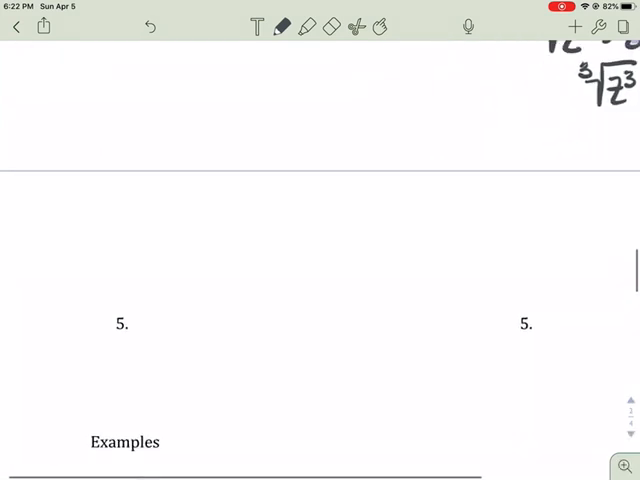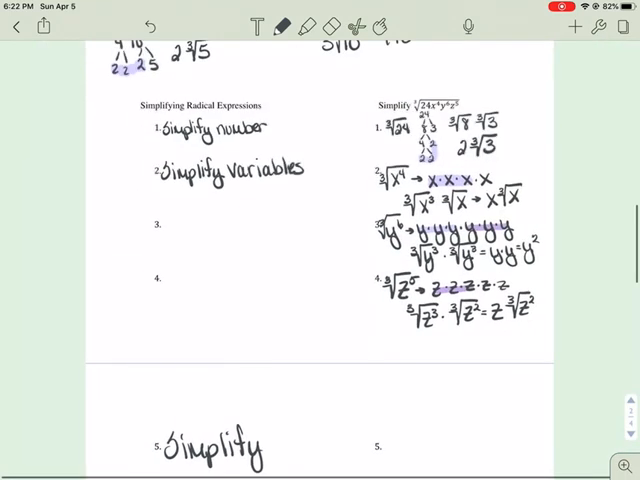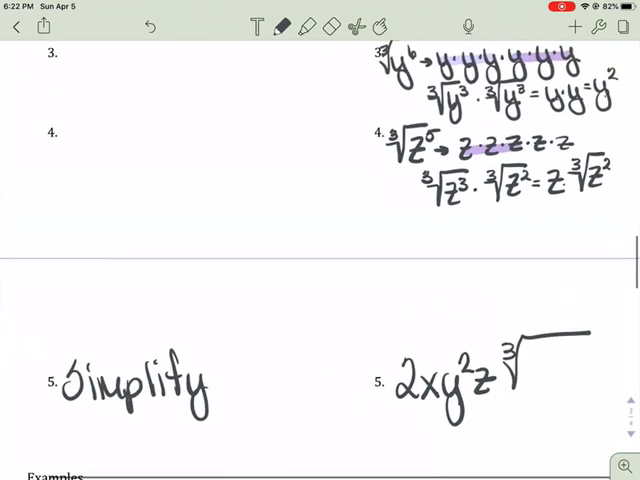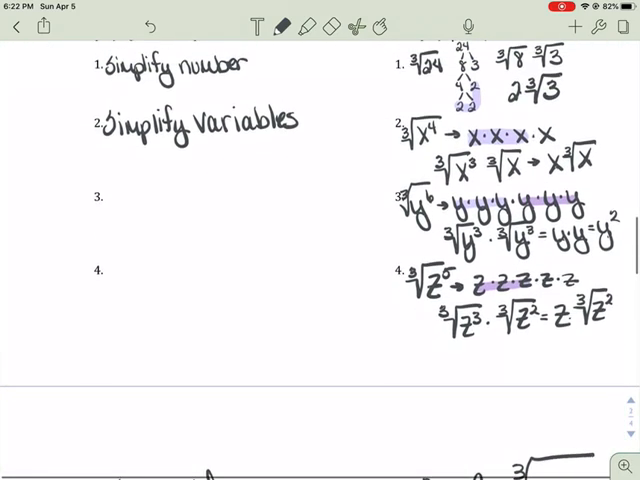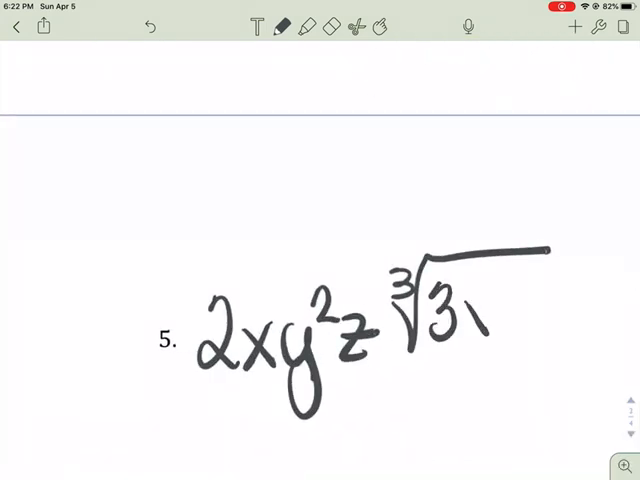All right, and then we're all said and done. We're going to put them all back together, so we're going to simplify our results. So let's say simplify. Okay, so I'm going to put them all together. All the guys that are outside the radical are all going to get multiplied together. So I have 2x y squared z cube root. And then all the guys that are underneath the radicals, so we have a 3x and a z squared.